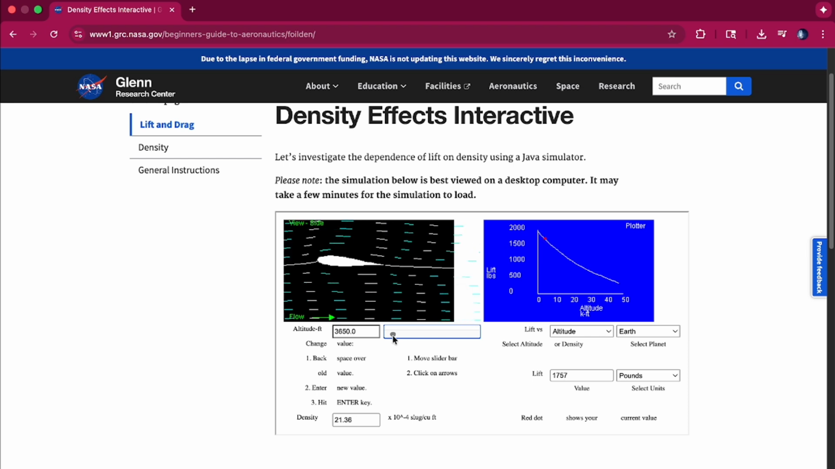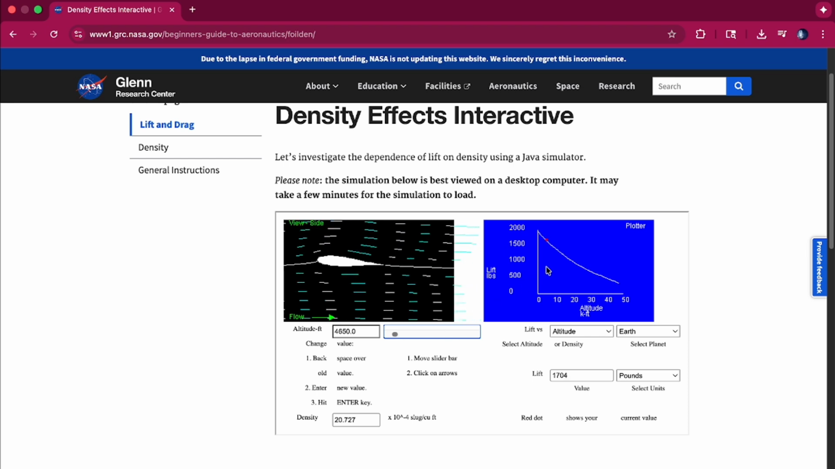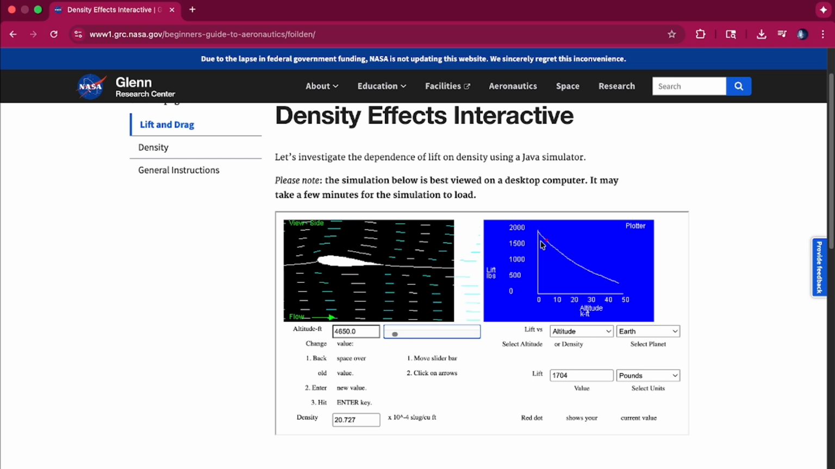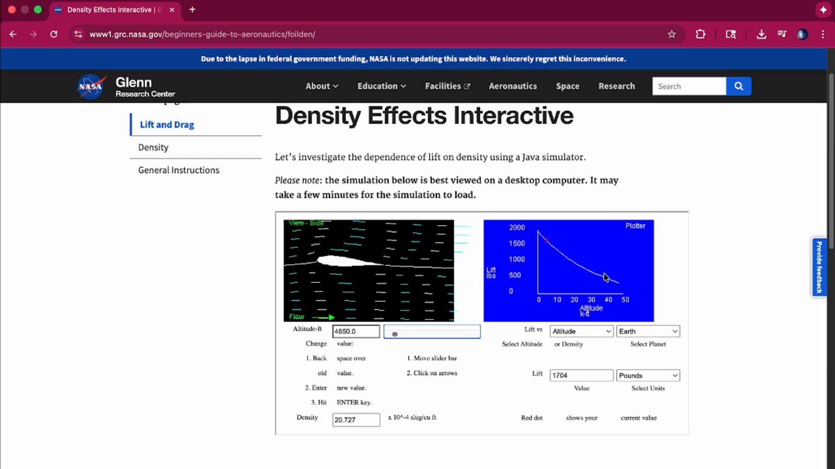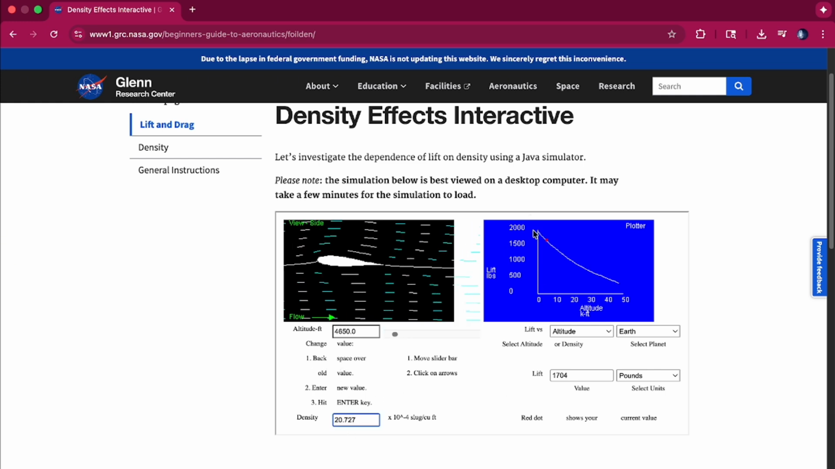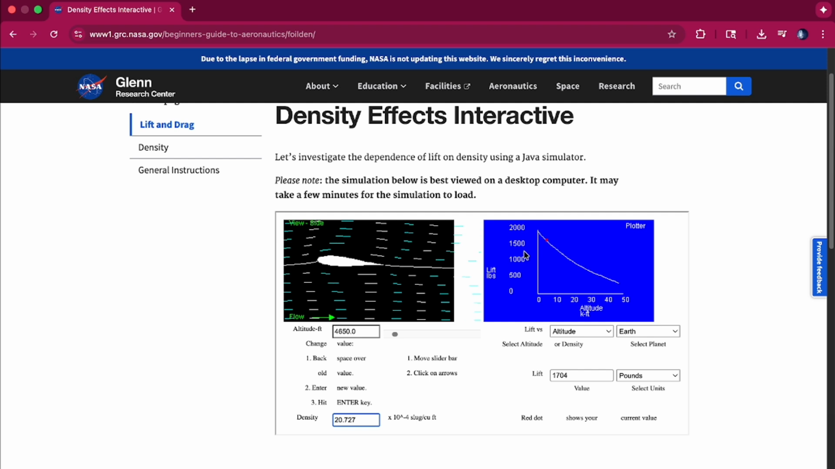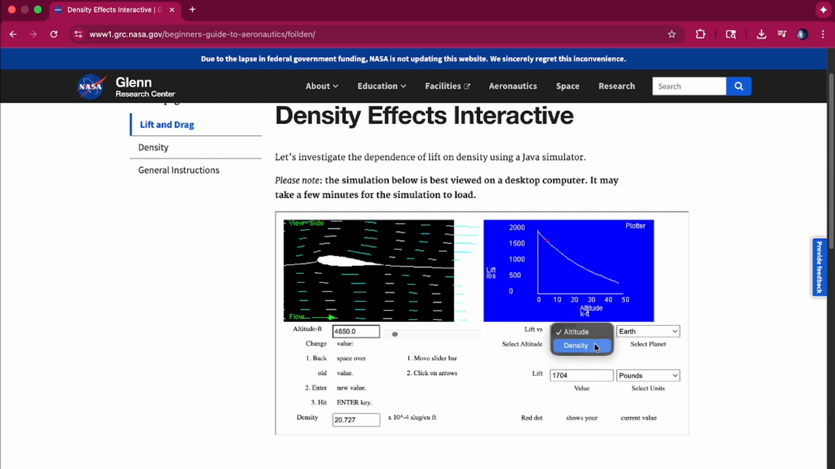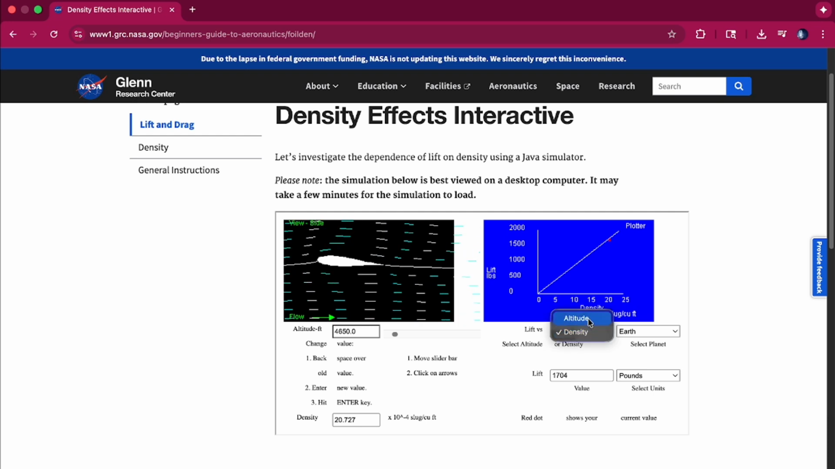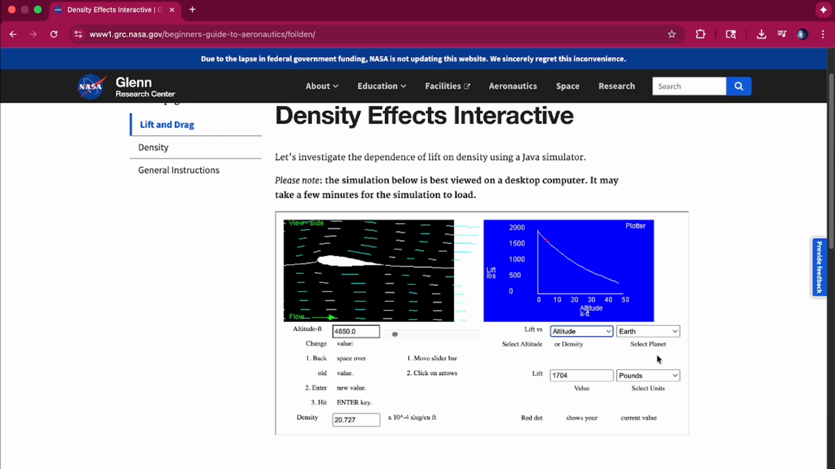At 4,000, you're going to be here. The lift is going to be a lot higher than I thought. So yeah, that's kind of bad. But density is at 20.727. There's a ratio between the altitude that you're at versus lift. You can see the altitude and the density here as well. Density is linear in this case. Altitude is more so exponential.